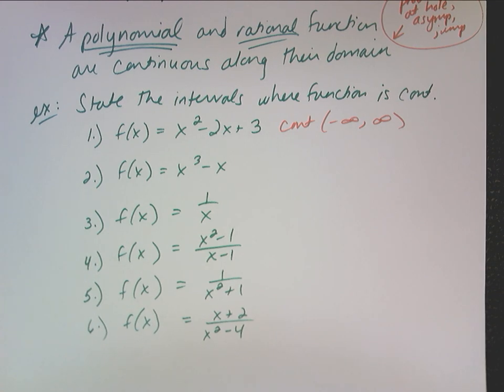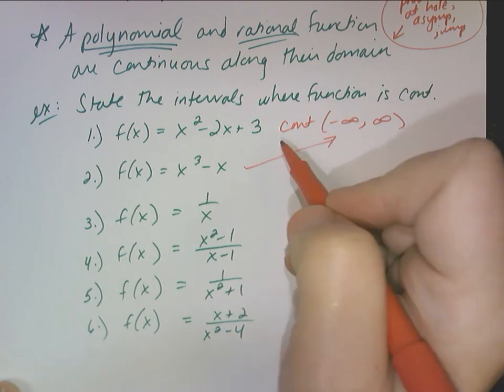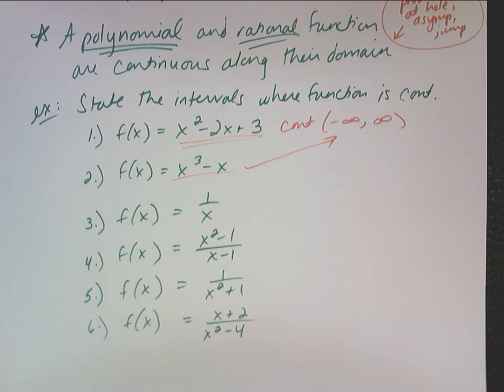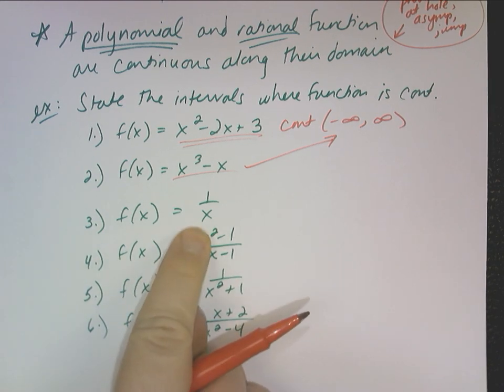That's where it's continuous. What about x cubed minus x? You know what that one's going to look like? It's a polynomial function. Same thing. Polynomials are continuous along their domain. This end behavior goes down, up, has a little thing in the middle. It's good. All right, but then we got this rational function going on.